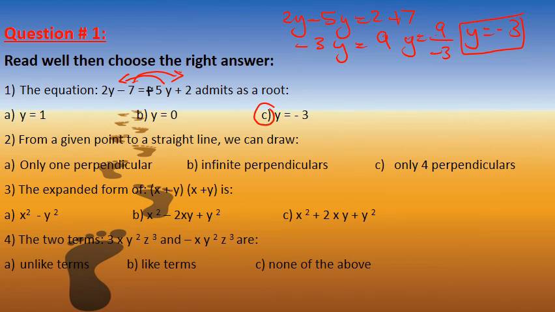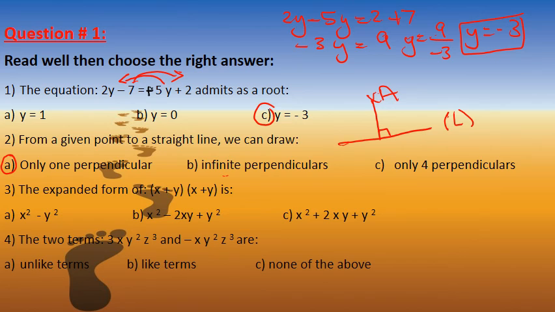From a given point to a straight line, we can draw only one perpendicular, infinite perpendiculars, or only 4 perpendiculars. If we have a straight line, for example L, and we have a point A, from point A to straight line L, we can draw one and only one perpendicular, so it is choice A.